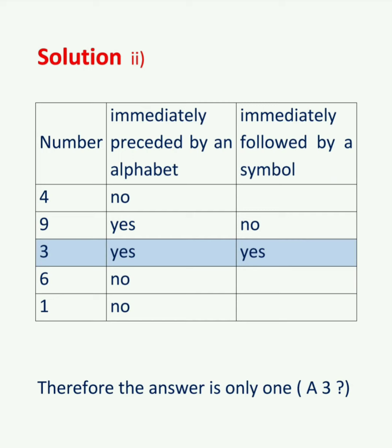Then 9 is preceded by a letter, satisfied, but 9 is not followed by a symbol, not satisfied. And 6 is preceded by a symbol and followed by a letter, it gets reversed, so not satisfied. At last 3: 3 is preceded by a letter and followed by a symbol, satisfied, count 1. Therefore the answer is only 1.